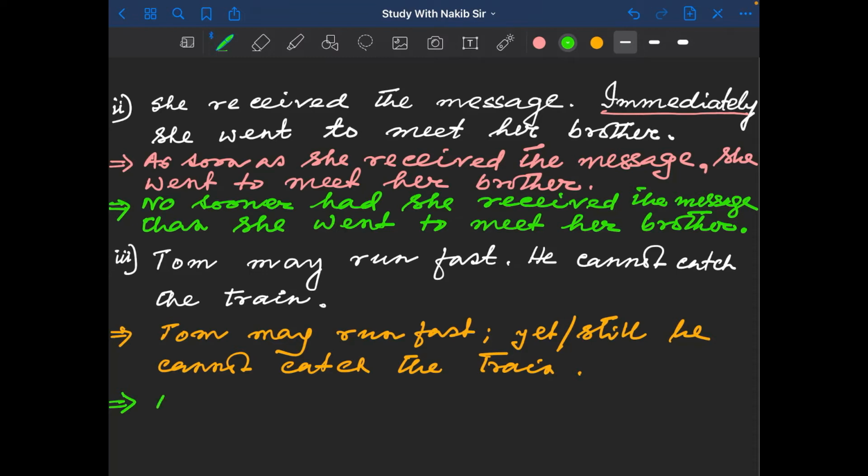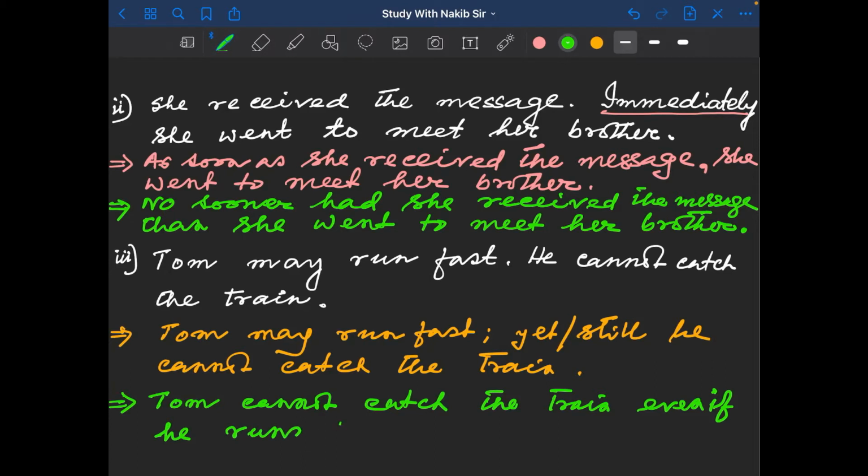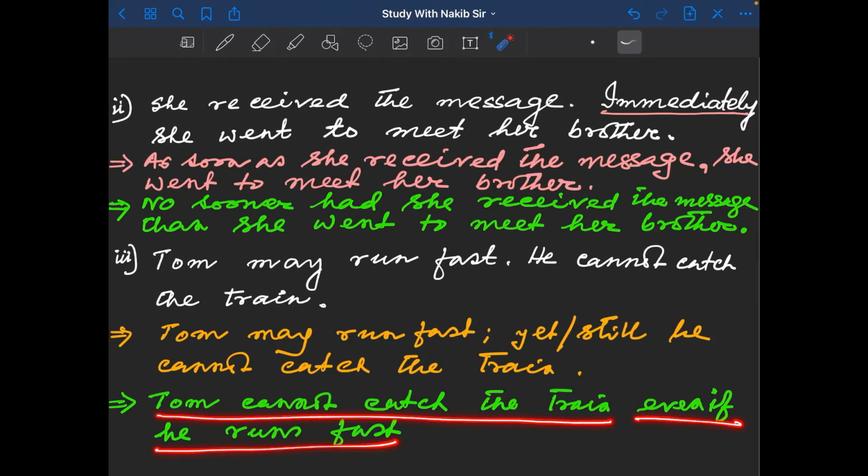Tom cannot catch the train even if he runs fast. Okay, even if he runs fast, he cannot catch the train.